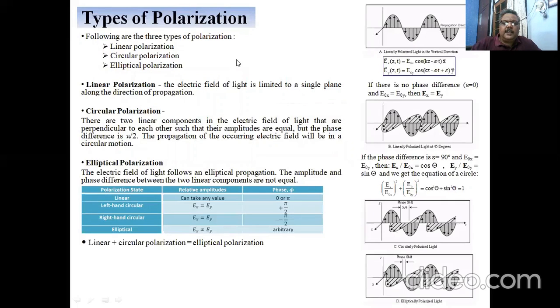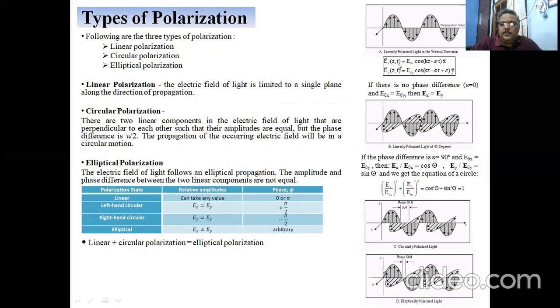So we have three kinds of polarized light. One is the linearly polarized, linear polarization. The other is circular polarization, and the third one is elliptical polarization. Consider this table. First, we take the linearly polarized light. The amplitudes can have any value, but the phase difference between them will be either 0 or pi.